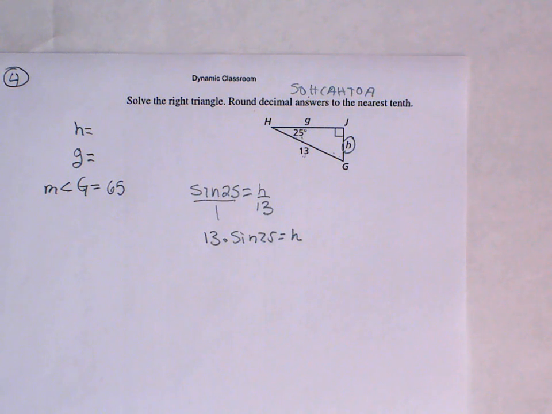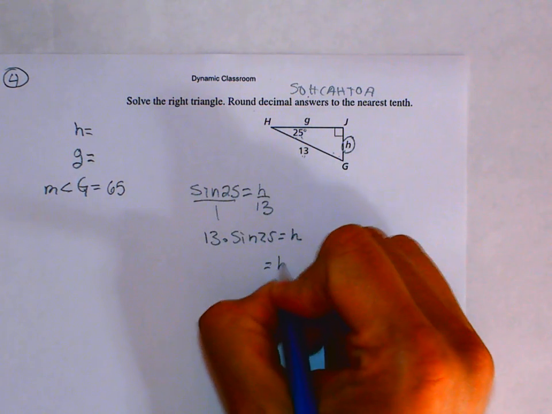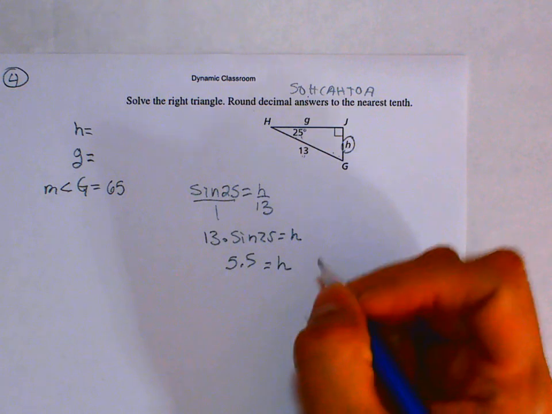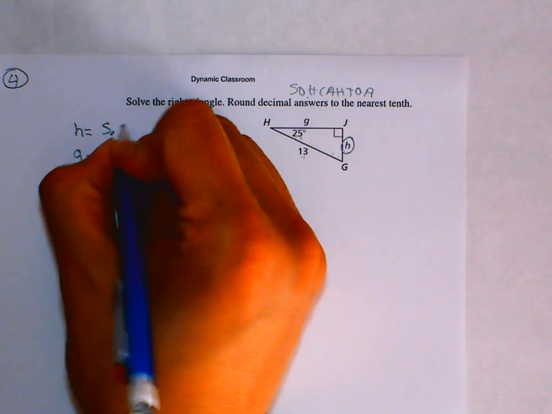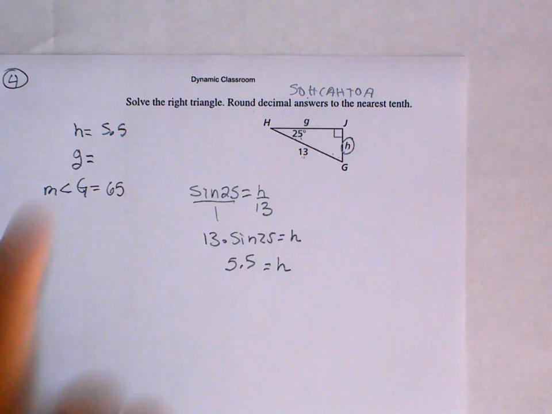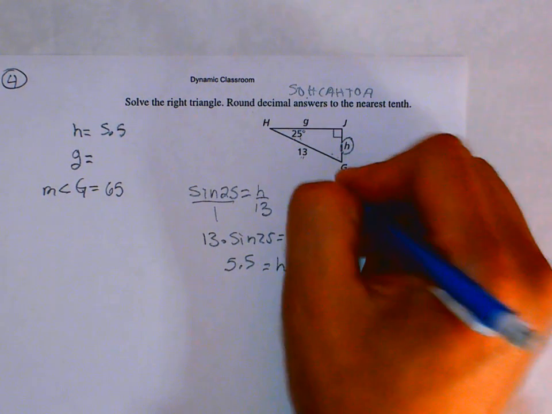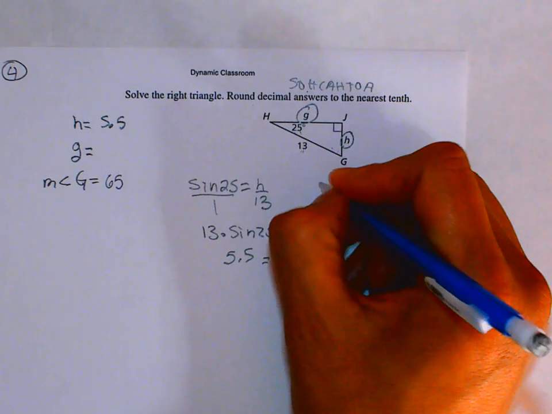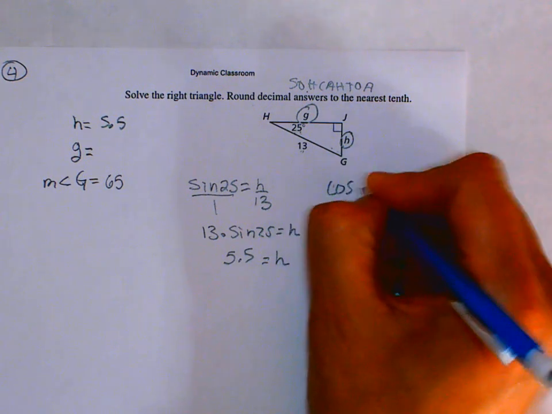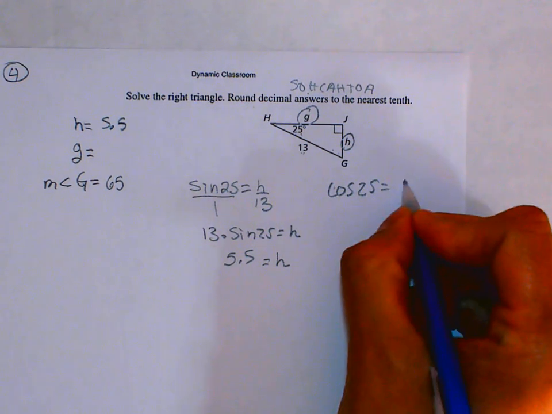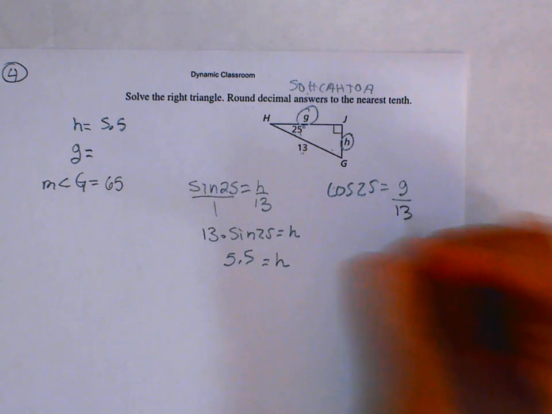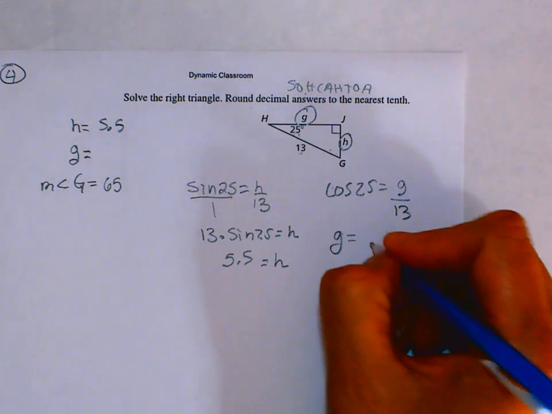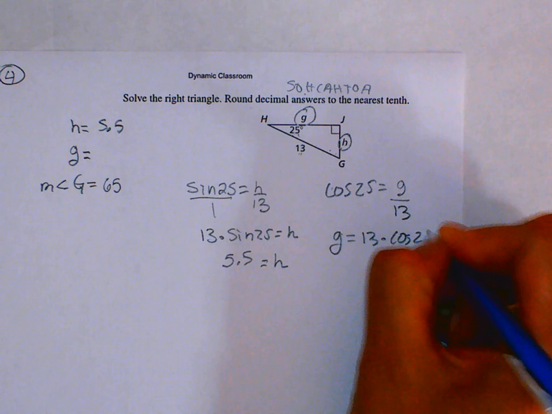Okay, so 13 times the sine of 25. I'm plugging this into a calculator. I'm pretty sure you already know how to plug it in. To the nearest tenth of a decimal, that's about 5.5. So h is about 5.5. Now to find g, I could do Pythagorean theorem, but let's do trig. It's more fun. So if I'm looking for the adjacent now, I'm going to use cosine. Cosine of 25 is equal to the adjacent g over 13. Cross multiply, and you get g is equal to 13 times the cosine of 25.